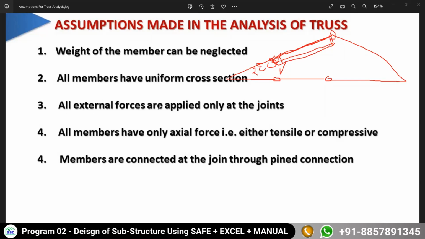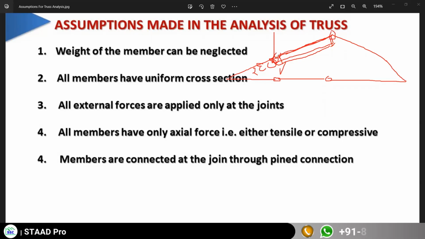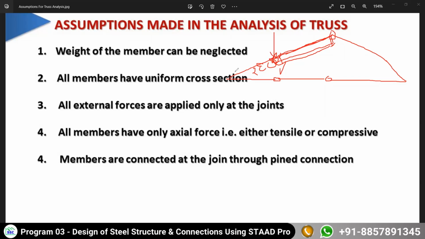All external forces are applied only at the joints. All the loads are considered only at the joints, at the intersecting point of two elements, this element and this element. Next, all members have only axial forces, meaning all the members are subjected to axial forces that may be either tension or compression. These will be either tensile or compressive.